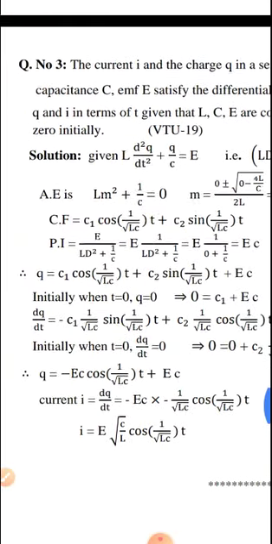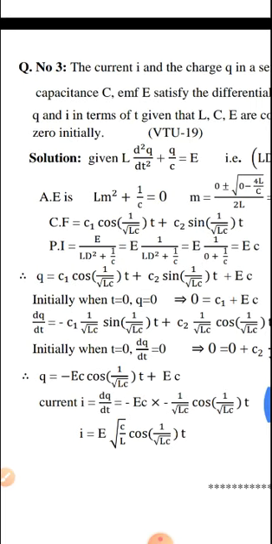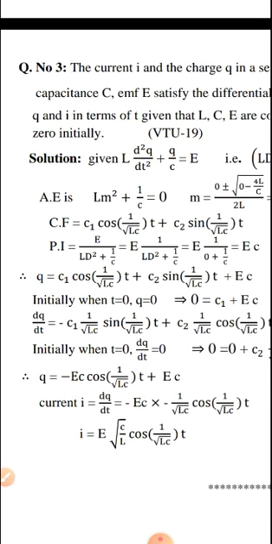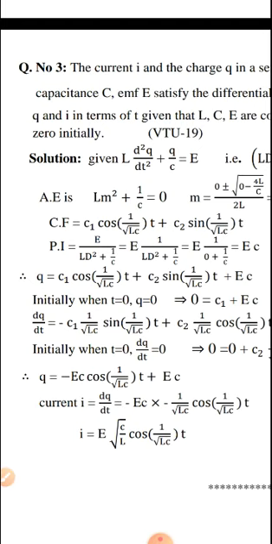So here the differential equation corresponding to that LCR circuit is given in the question itself: L d²Q/dt² + Q/C = E. And the question is clearly to find Q and I in terms of t. Once you get Q from this differential equation, I means dQ/dt. So solve this equation and get Q.